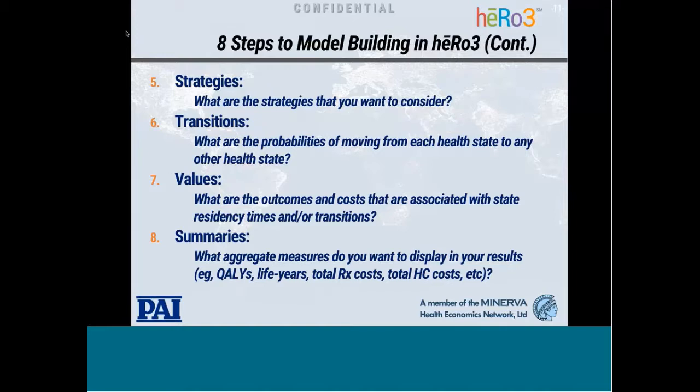Step 7 is values, and this is where we define individual line items for cost and outcomes that are associated with either state residency or with transitions between states. So, for example, this is where we would define medication costs, or this is where we would define pre-progression life years in a partitioned survival model. So the different line items in outcomes and costs are defined in the values page.